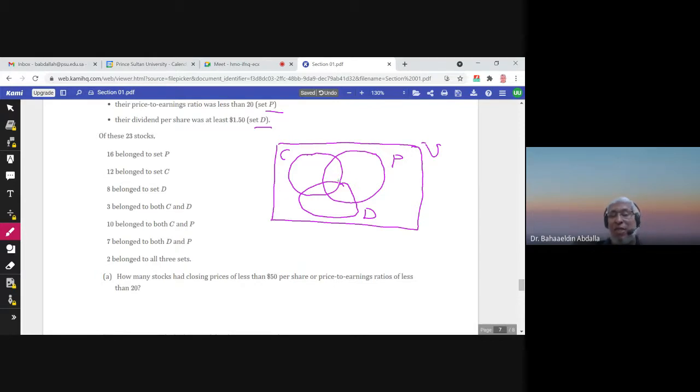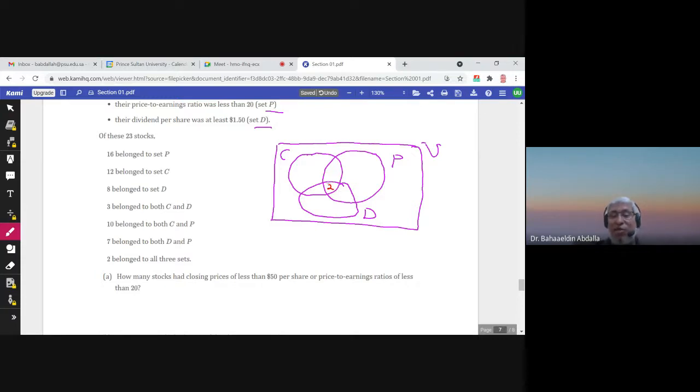12 belong to set C, similarly. 8 belong to D. 3 belong to both C and D. Both C and D, in this area, we have 3, but maybe some of them here, some of them here. So what is this area in the middle? This is the intersection between C, P, and D, all the 3. So when he says 2 belong to all 3 sets, in fact, I have 2 elements here.